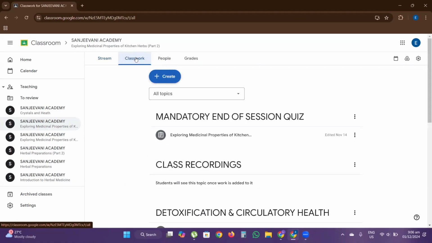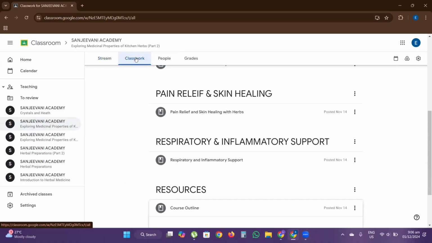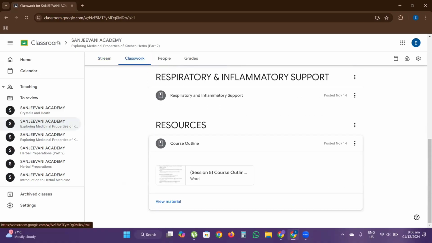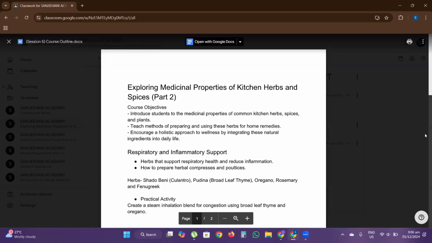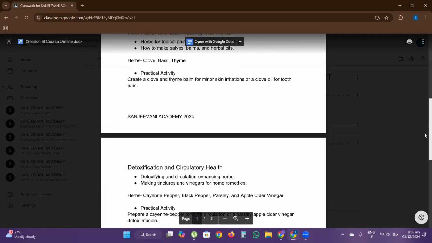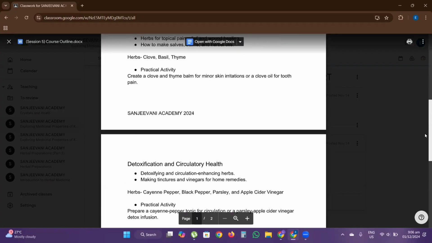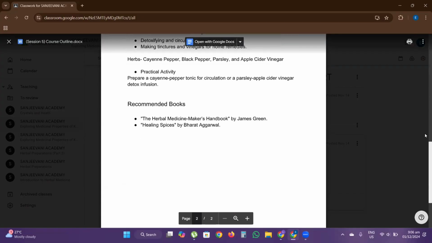Now here would be the classwork, and you scroll all the way down, you will see there is the course outline, and everything is in a Word document format. That way, you download it, you can make notes, you can edit it. And it has our watermark on it.